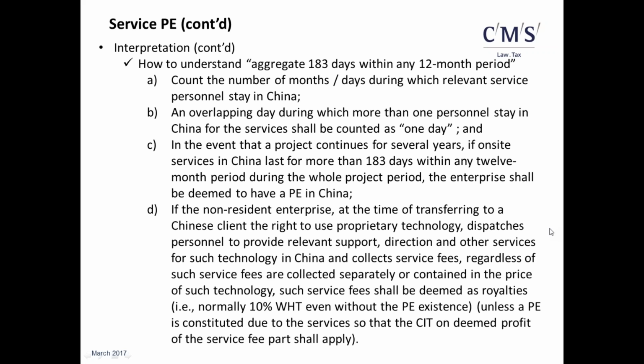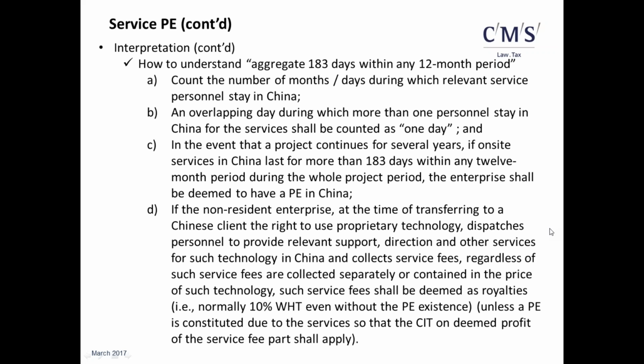Gilbert, I just want to interrupt you because there's a question that came in just now in regards to the definition of the 12-month period. So if you don't mind, maybe we just focus on that question because it really pertains to this slide. The question is, you mentioned that the 12-month period does not follow the calendar year, but does the 12-month period follow the start date of the contract or the day that the personnel are on the ground?